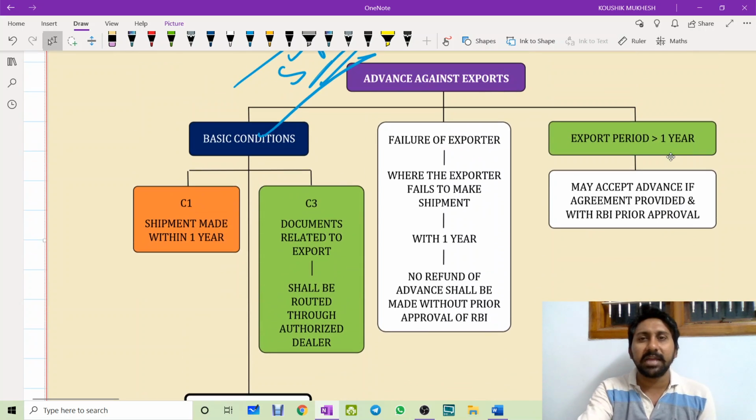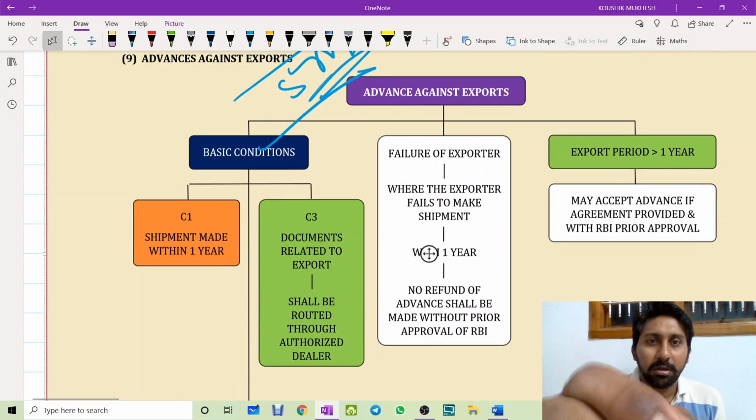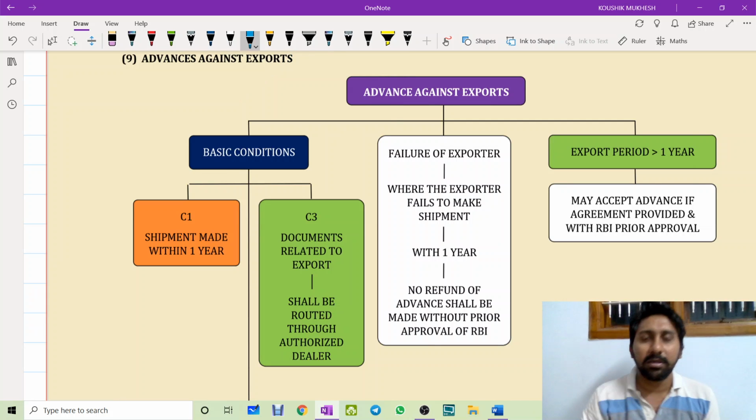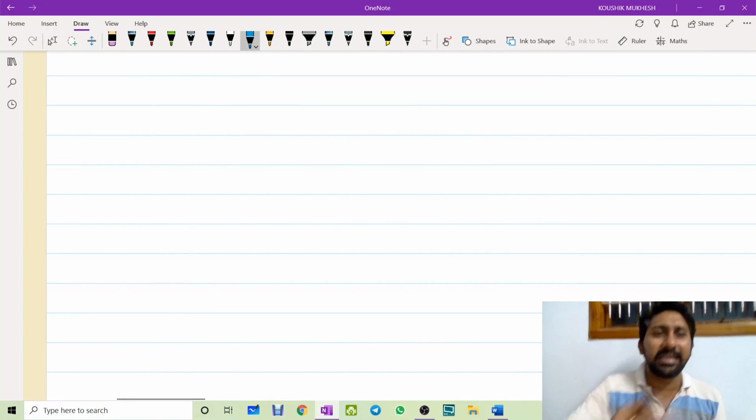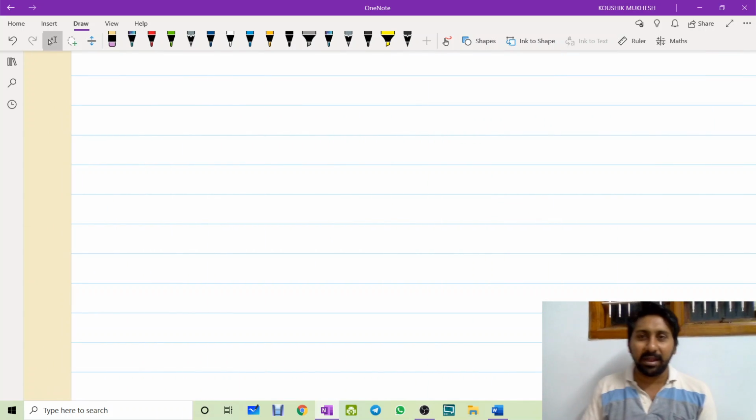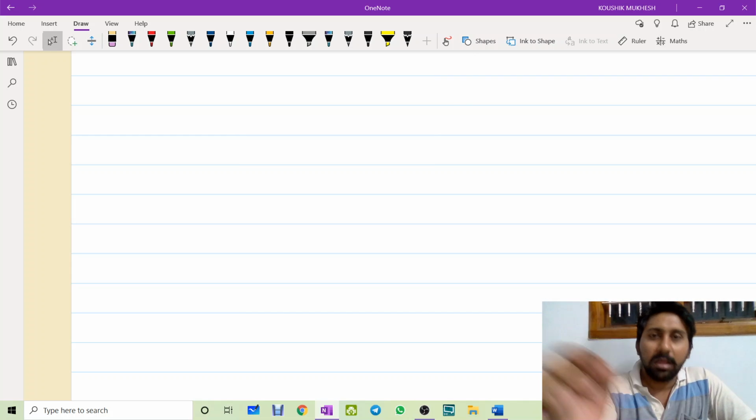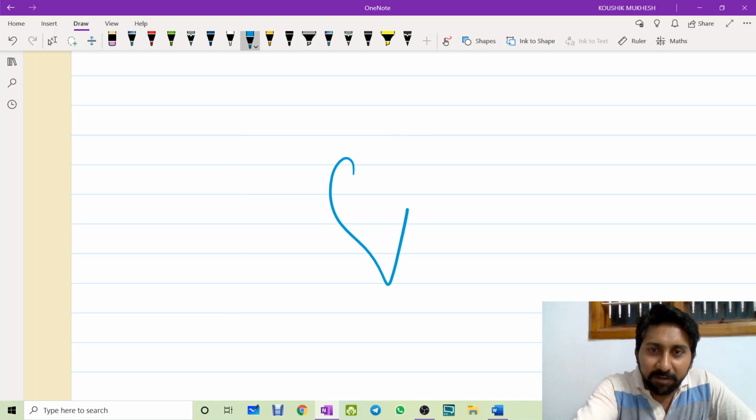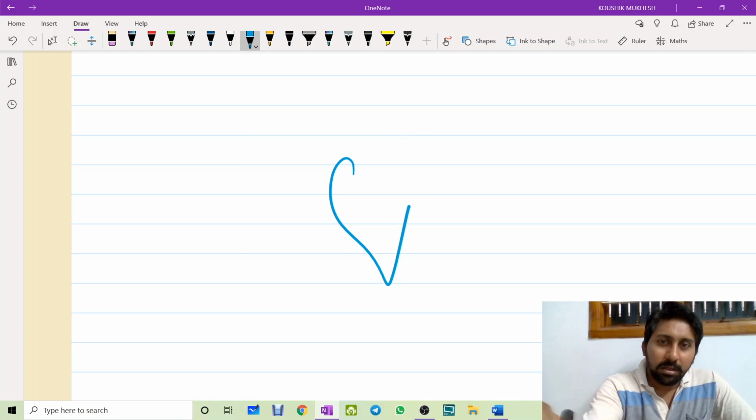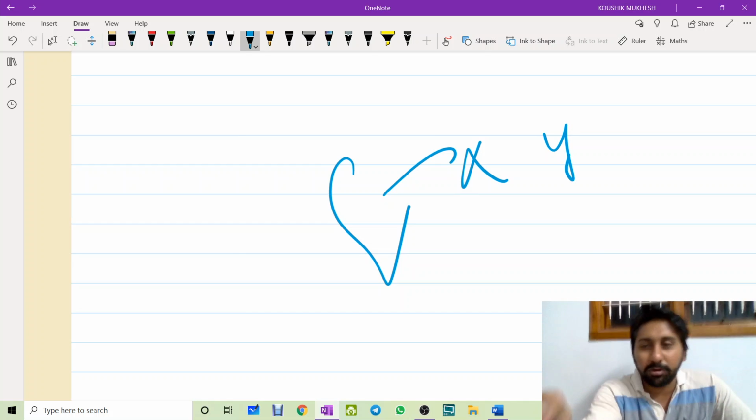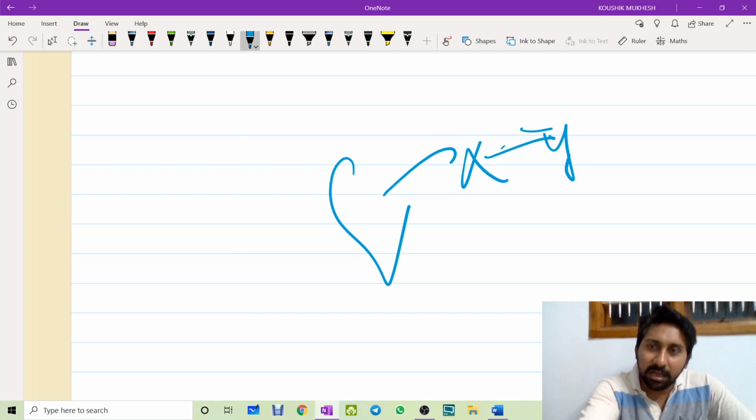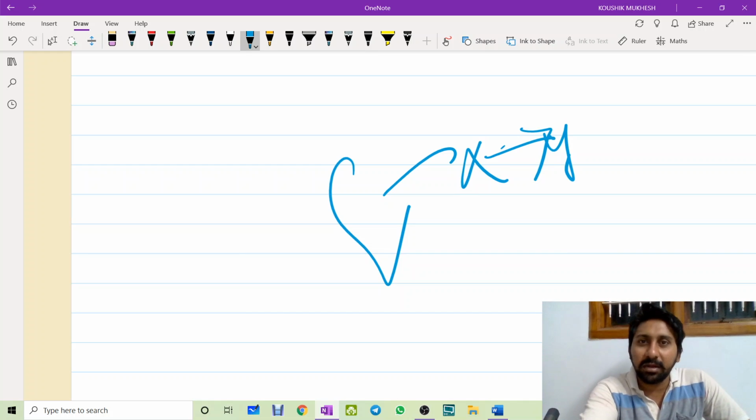So, advance against the exports. What do you mean by advance against the export? Performance guarantee. What do you mean by that? Let's try to understand. For example, I am from India. In India itself, X and Y want to enter into a contract where X said that I will purchase a house from you. Y said that, okay sir, I will block the apartment or a flat.